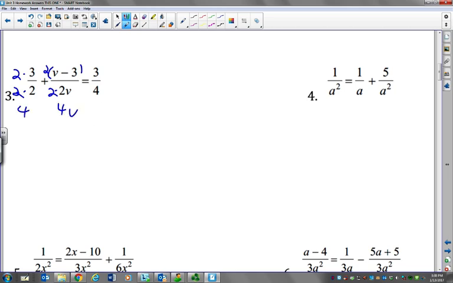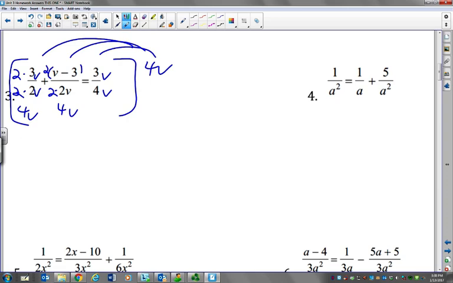Now this 4, it needs a v, so we'll multiply v to the bottom and the top. Over here, this needs a v also, so how do we get that? Multiply it to the bottom and the top. And now that we have the same common denominator, 4v, they can all eliminate, because you can technically multiply the whole thing by 4v is what you're doing, all the way across. And when you do that, it'll eliminate the 4v's, right?